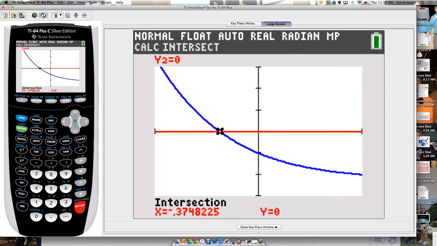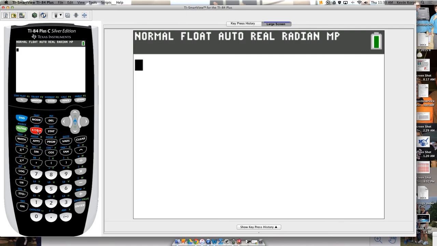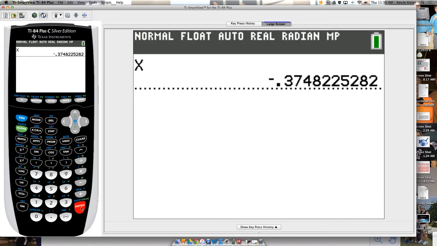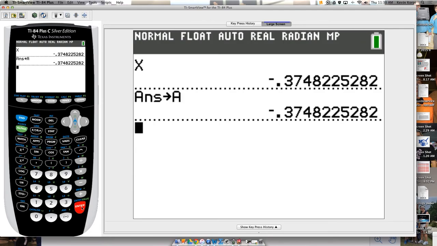Okay, so notice it has it as x equals. Here's another thing that we're going to be doing a lot of. If I go to the home screen, second quit, notice if I hit x, there it is. It stores that value in x. And if you think that you might need to use that later on, go ahead and hit store as alpha A. Store as alpha A, and there it is as A.